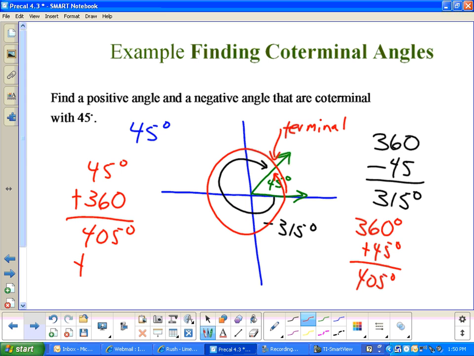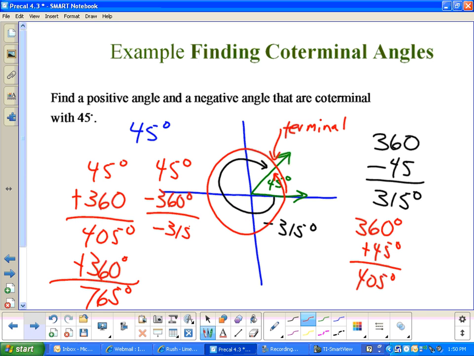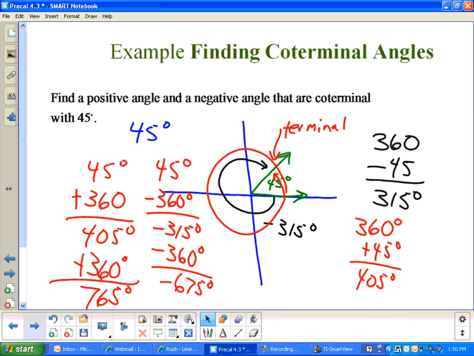That would be coterminal. Add another 360 degrees, go another time around the clock, would be 765. Or I could subtract 360 degrees as many times as I want. Go the opposite direction, and you'd get the negative 315 by going in the opposite direction. Subtract 360 again. These would all be coterminal with it.